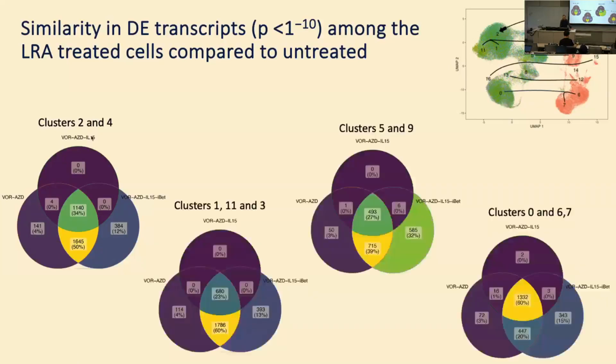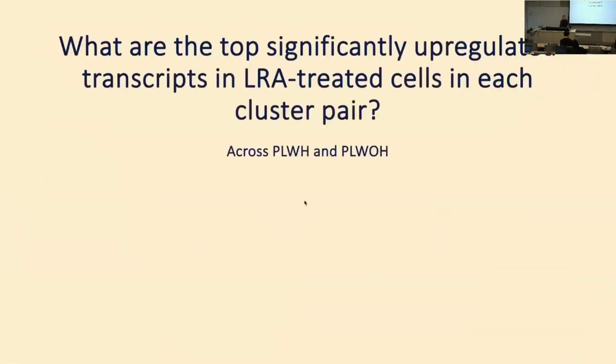So we did very similar analysis for all other clusters, and what we noticed overall is that all of them had very similar differentially expressed transcripts between all the treatments. So that means that the majority of reactivation was driven by the variant and AT combination, because it was in all the treatments. Since we had very similar upregulation, or differentially expressed transcripts, some upregulated, some downregulated, we wanted to know what they are.